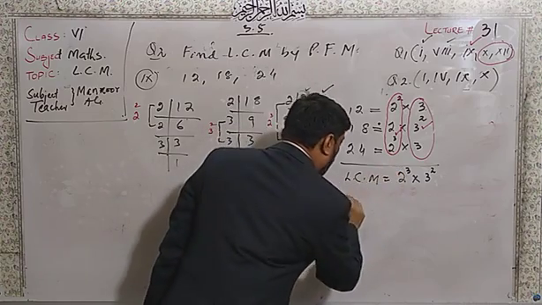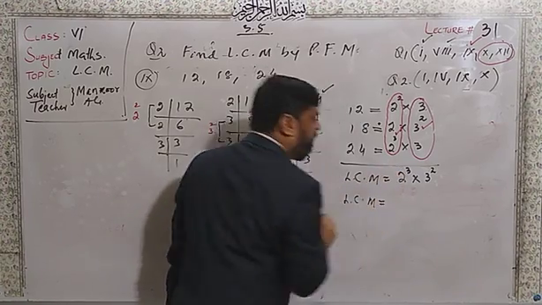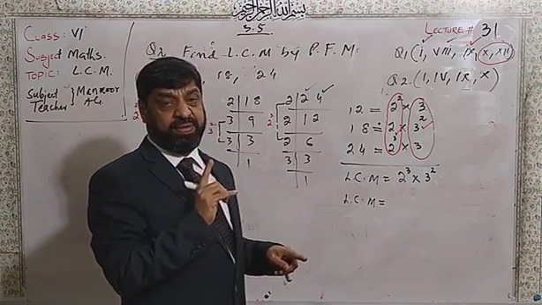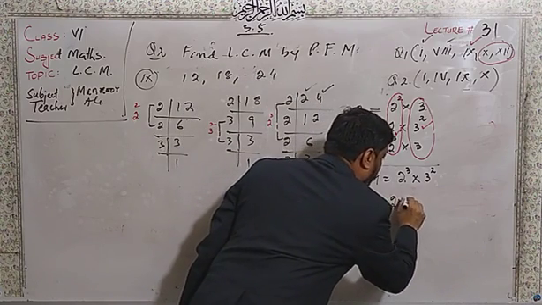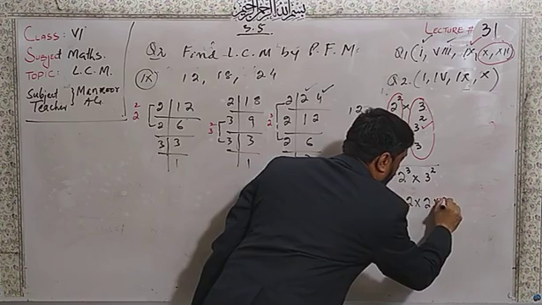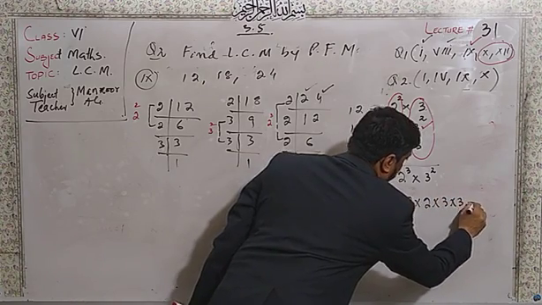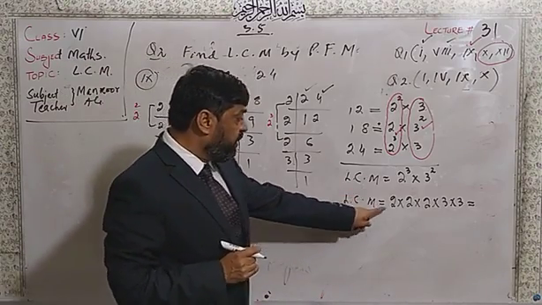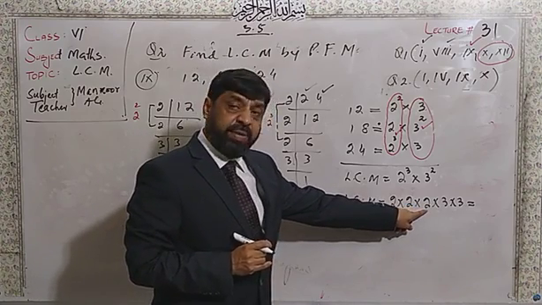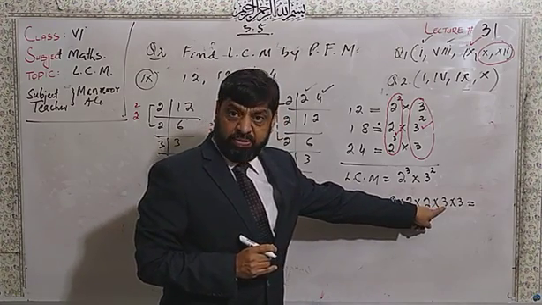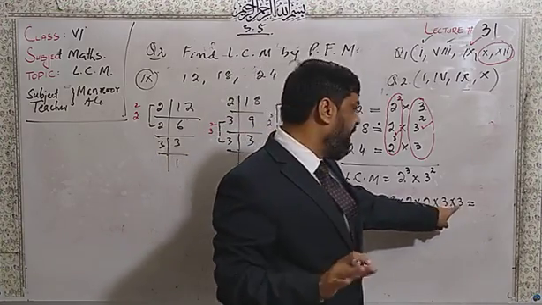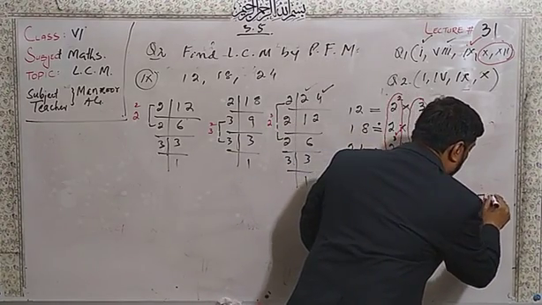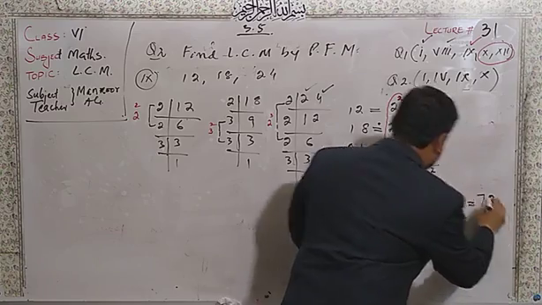I will still open it. I write the multiple form of 2 power 3. 2 power 3 means repeat 2 3 times, which is 2 multiply 2 multiply 2. Repeat 3 2 times, like this. Dear students, here, 2 2s are 4, 4 2 times 8, 8 3 times 24, 24 multiplied by 3, it will be 72. Here will be 72. This is the answer of LCM.